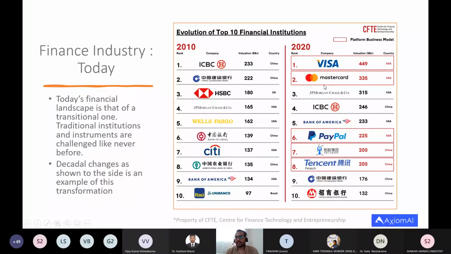Now when you see 2020, these highlighted red boxes are platform business models. You see right away in a span of 1 decade, Visa and Mastercard have become top financial institutions, and so have PayPal, Ant Group, and Tencent. Ant Group and Tencent are from China again. Ant is the major financier of a lot of startups, including our Paytm. So that's why you will see a lot of similarities in the business models, right?